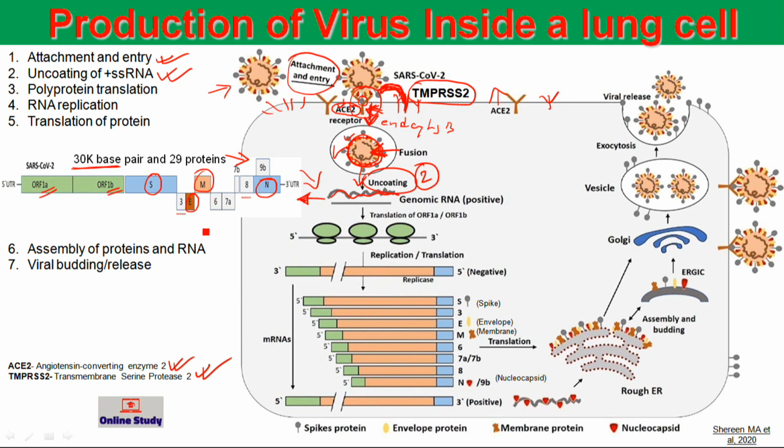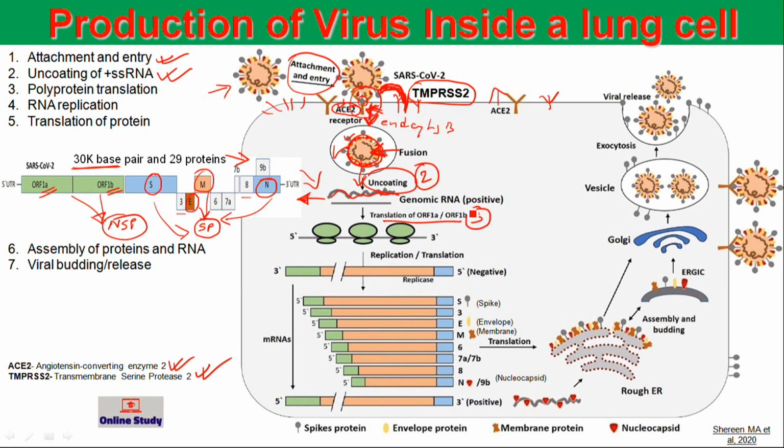These 4 gene products, or proteins, are called the structural proteins, and the rest of the gene products are called the non-structural proteins. They mainly help the virus grow inside of the cell, but they do not go inside the virus after the replication. So the third step is the polyprotein translation.